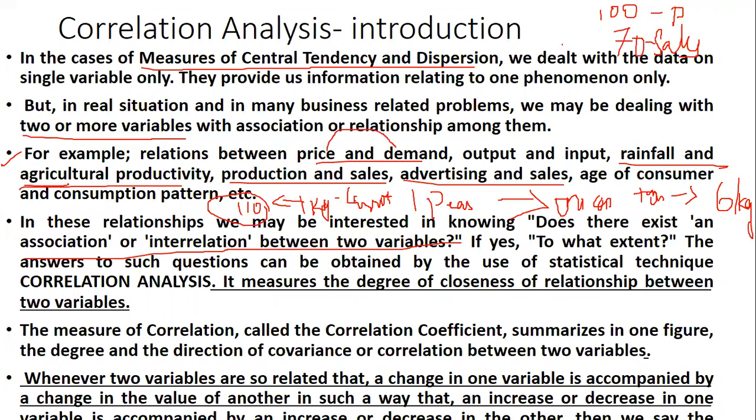Rainfall and agriculture are related. The farmers wait for the rainfall. The natural rainfall is the best food for the crops. Or is there a relation between input and output? How much raw material have you bought and how much production have you done? So if they are related, then to what extent are they related?